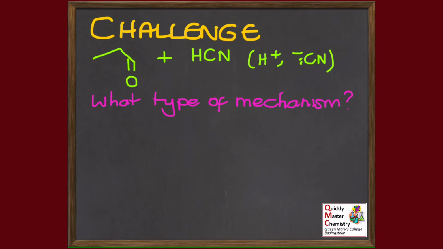Next challenge, pause the video, choose the type of mechanism. And you should have said nucleophilic addition. In terms of the type of attack, this is an interesting one because, of course, we've got a delta plus carbon with the C-O bond being polar. We also have a region of high electron density with the carbon to oxygen double bond there.